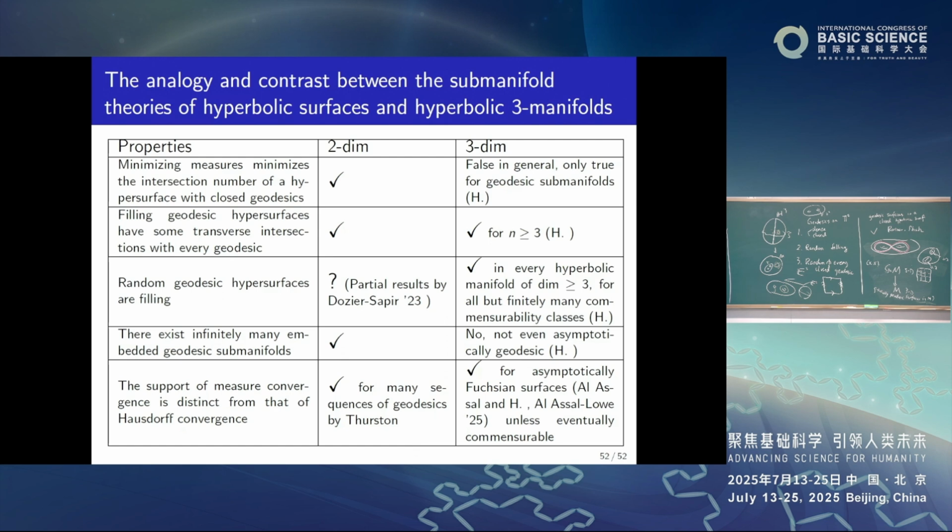And the last one is that the Hausdorff limit is different from the measure limit. This is true in 2 dimensions and high dimensions, but they are different because in 2 dimensions, the difference comes from this lamination, which is geodesic. In high dimensions, it comes from the dense set. Okay, I would like to stop. Thank you very much.